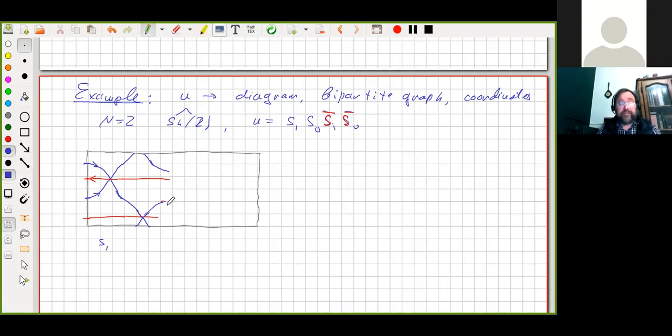And then I do the same. This I can draw up to the end. And then I have S1. This is S1. So this is a picture on the torus. This is S1, this is S0, this is S1 bar, this is S0 bar. And I get a picture.